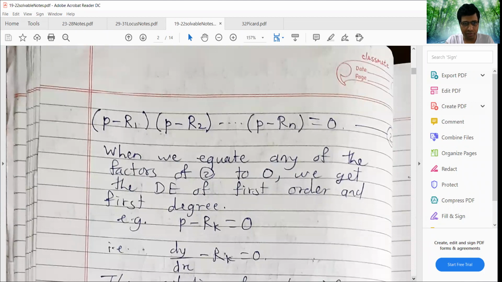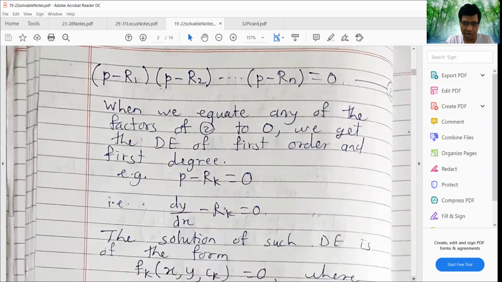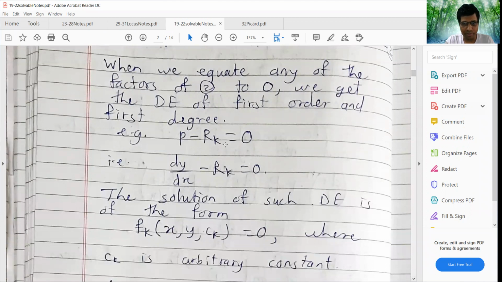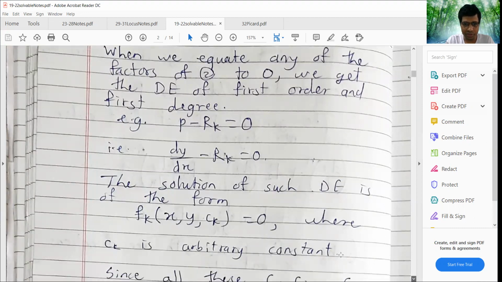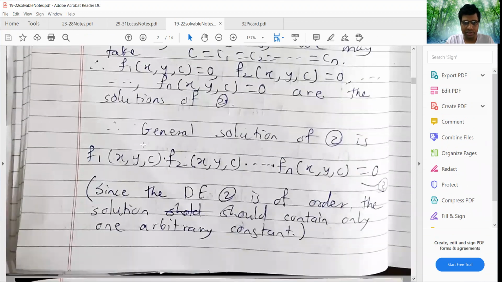In this case, we equate each such factor to 0. For example, if we have p minus rk equal to 0, that means we have dy by dx minus rk equal to 0. So this is a first order and first degree differential equation, and we solve as usual, and then we get a solution of the form fk, which is a function of x, y, and an arbitrary constant. And then we can combine all such solutions, take the product, say f1 into f2 and so on up to fn, equate to 0 and get the general solution of this equation.